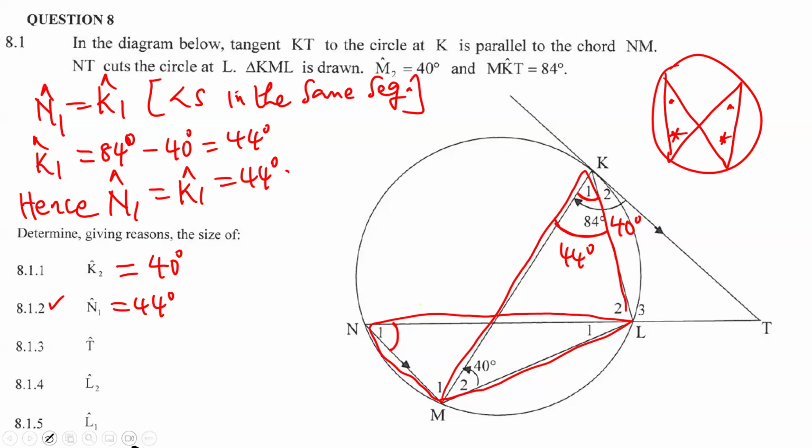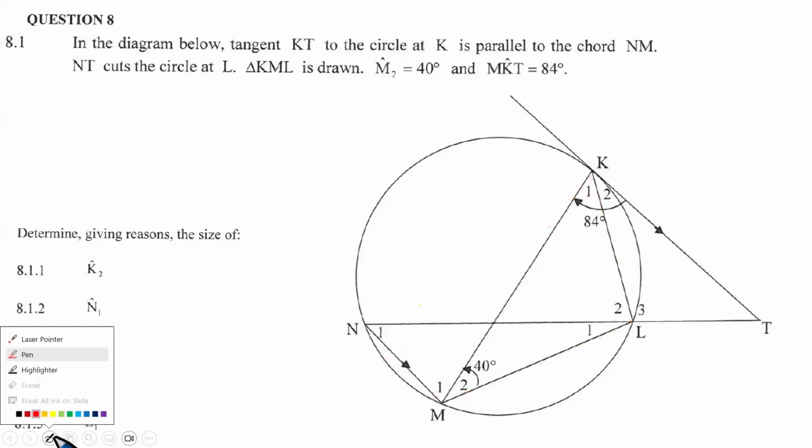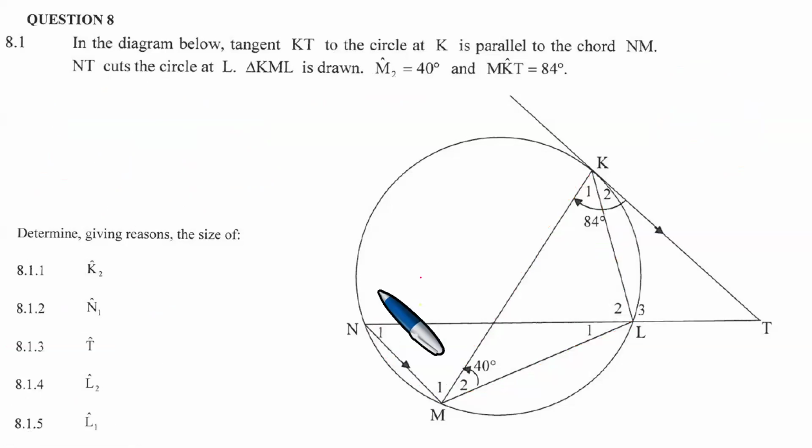Anyone home? In other words, we've got some of the angles. Here we've got 40, here we've got 44 degrees. Please come again. It's 44. You think T is 44? Why? Alternate angles, because K T and N M are parallel. Well done, well done. Yeah, now that is smart, but that was quick.